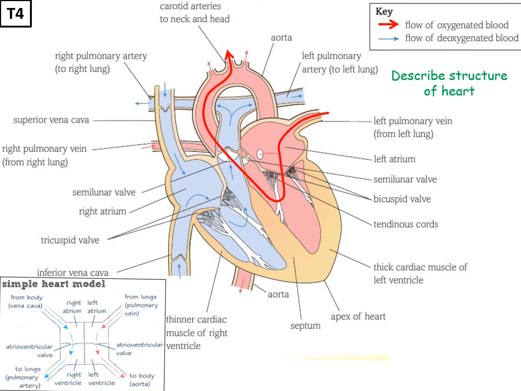Then the oxygenated blood flows from the left atrium to the left ventricle, and it has to go through an AV valve, and this AV valve is called the bicuspid valve. And then when it leaves the left ventricle, again it has to go through a valve, and this is the semilunar valve. And then when it goes away from the heart, that will be an artery, and this artery is the biggest artery in the body, known as the aorta.